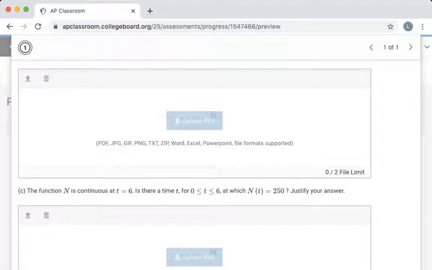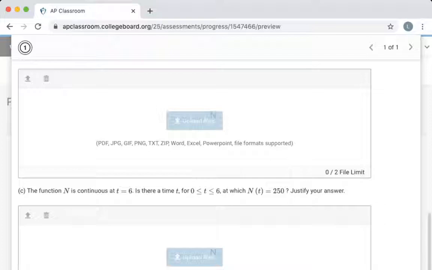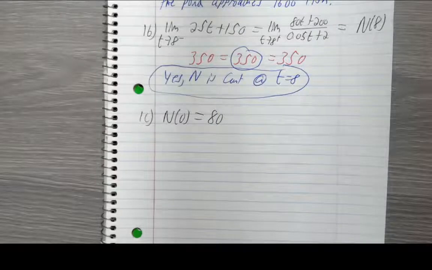We're given n of 0. n of 0 is the same thing as f of 0, right? Because n is defined as f from 0 to 6. So if f of 0 is equal to 80, again, given to us at the beginning of the problem, then we know n of 0 is also equal to 80. Back to my hover cam, you can see I'm just saying n of 0 equals 80. So at time 0, there are 80 fish in the pond, is what that's saying.